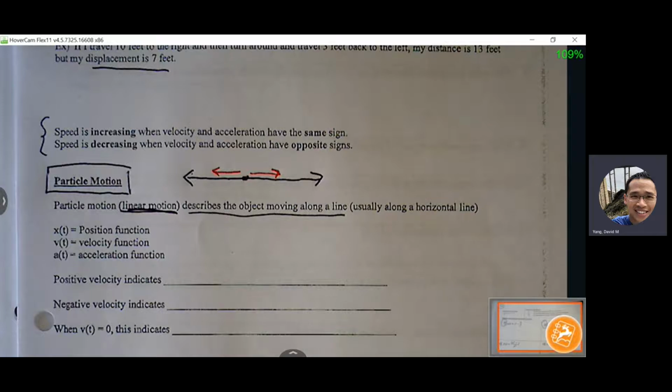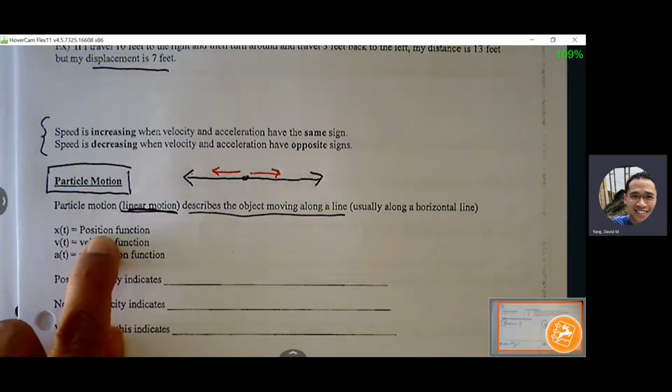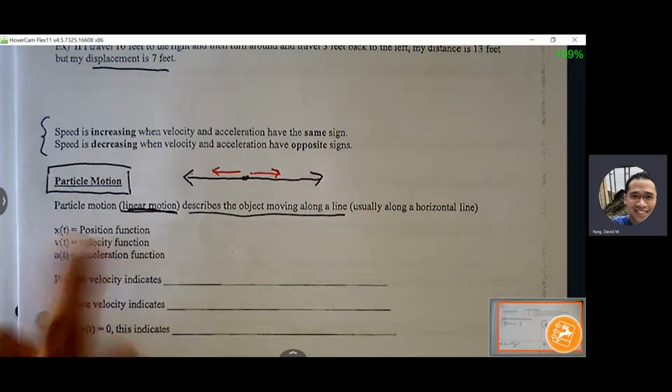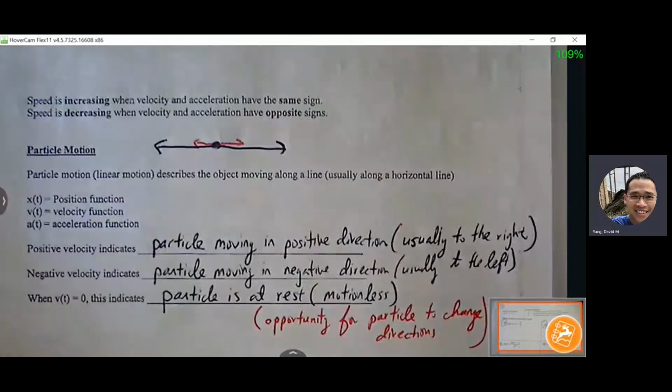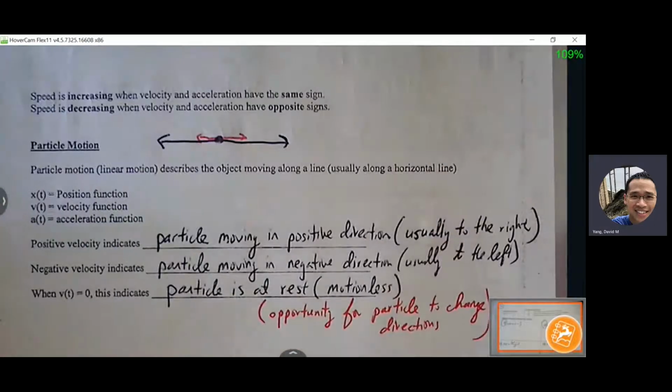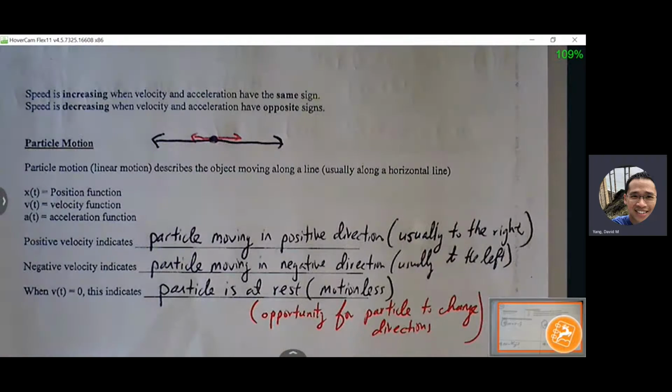Okay, so I'm going to have you guys copy this down here. We usually represent position as x of t. You're going to see that there's a lot of variation for position. Sometimes you may see x of t, s of t, p of t, h of t. But usually for velocity and acceleration we rely on just those distinct variables. Okay, so have you guys write this down here. Positive velocity indicates a particle is moving in the positive direction, and usually that is to the right. So when we talk about particle motion, we're usually talking about moving horizontally along the x-axis.